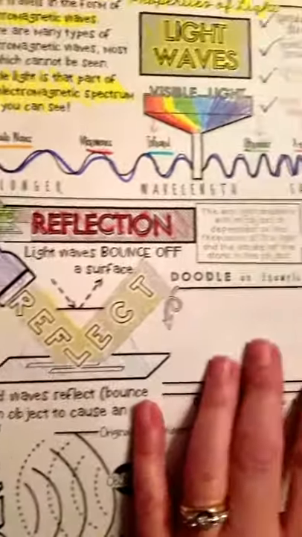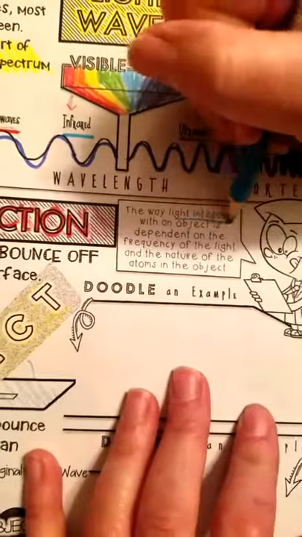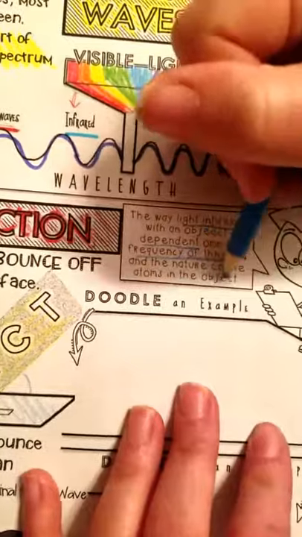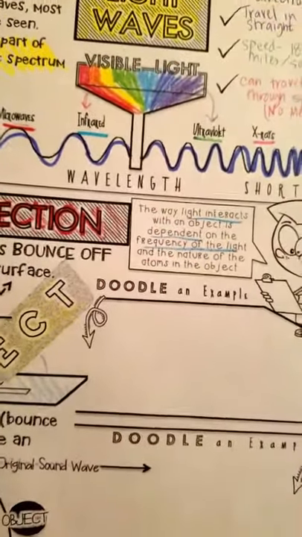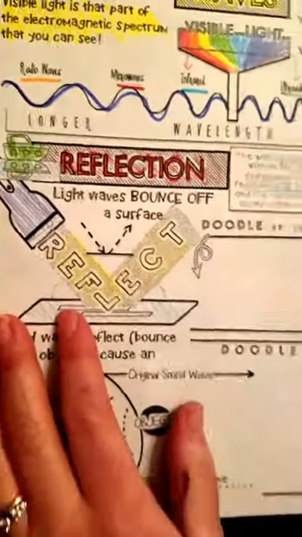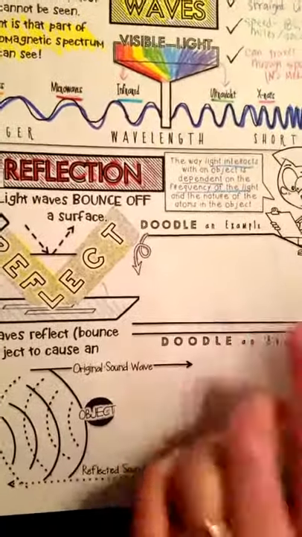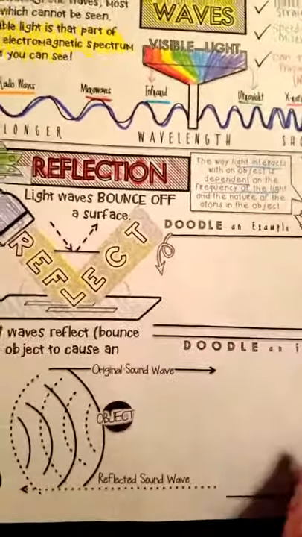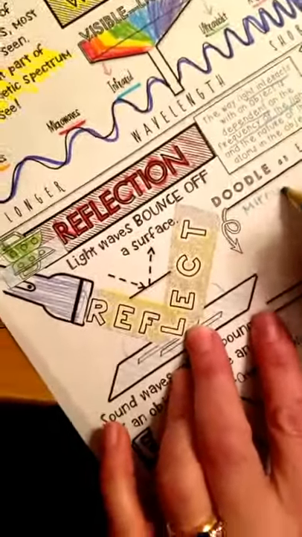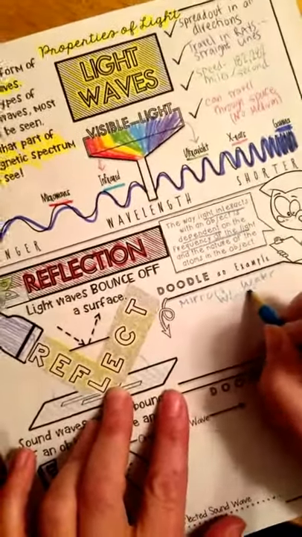So here's our definition of reflection. The way light interacts with an object is dependent on the frequency of the light and the nature of the atoms in the object. So not all surfaces will create a reflection, but many flat, smooth surfaces do. And even though this paper looks smooth, I cannot see my lovely face. You cannot see my lovely face in it because at the atomic level of the atoms, it's not perfectly smooth. So we're thinking things that create reflection would be like mirrors, water, windows. Those are things that create a reflection.